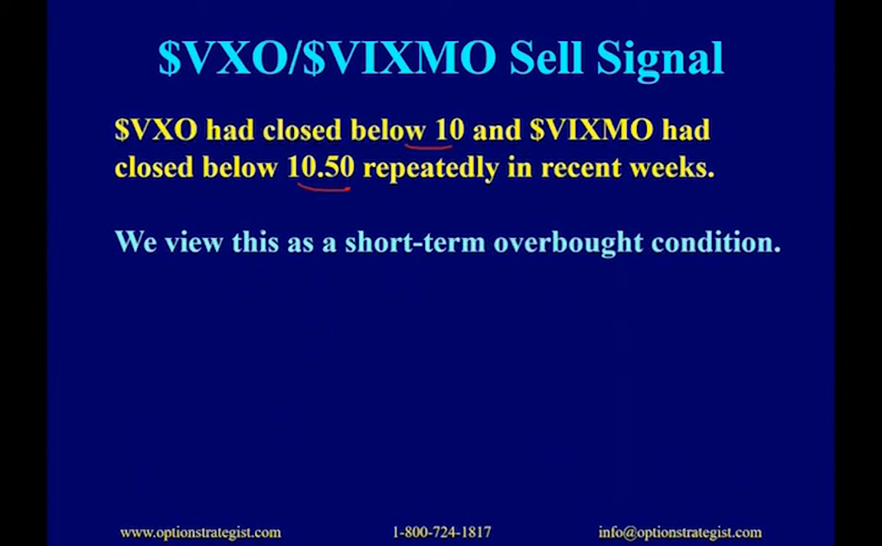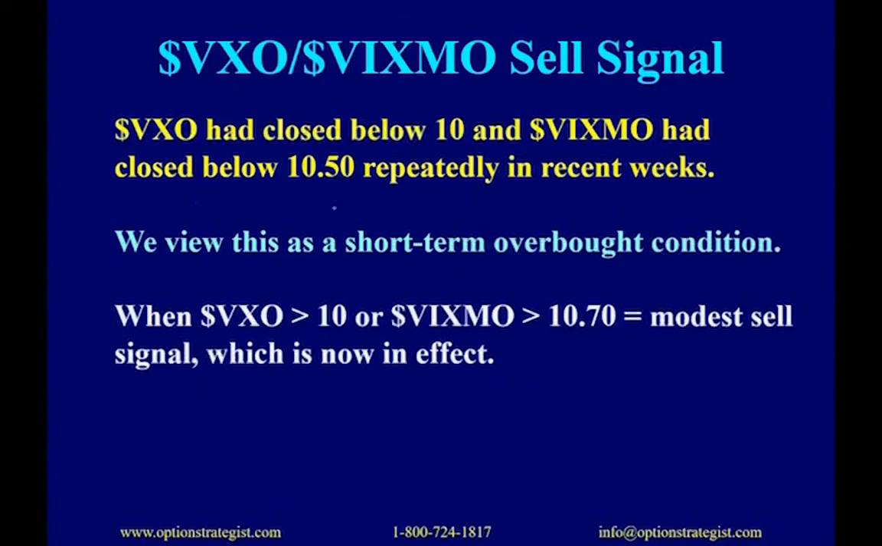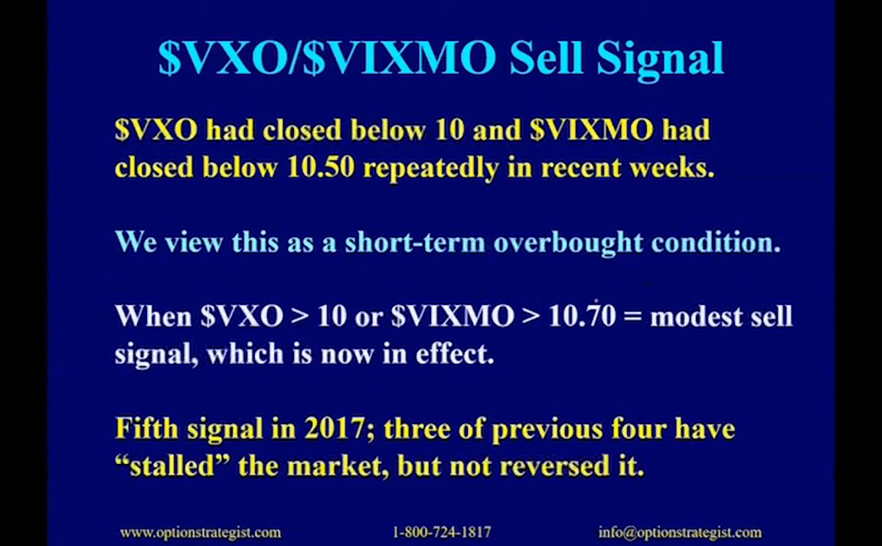So we changed our thinking on this. We're looking at it as a very overbought condition, but we're going to wait for one of those two to rise before we actually call it a sell signal. And in fact, that one did. VIX-MO rose up above 10.80 last week and gave a sell signal. So this is the actual fifth signal in 2017. Three of the previous four have sort of stalled the market, but not reversed it.